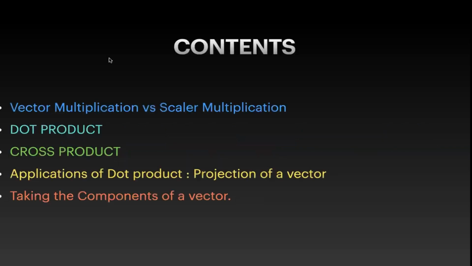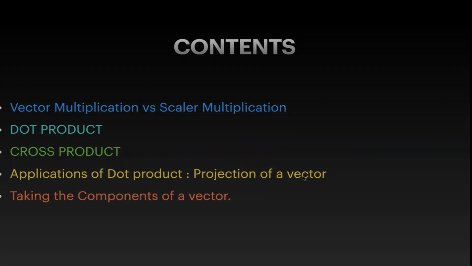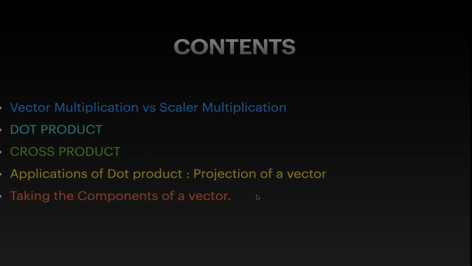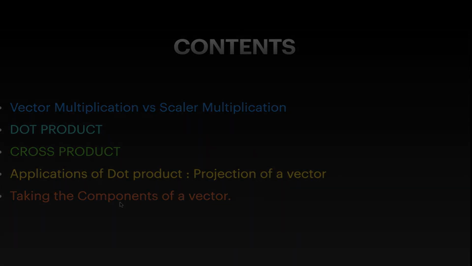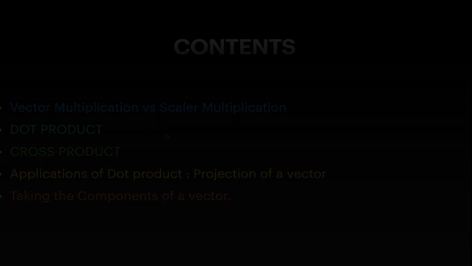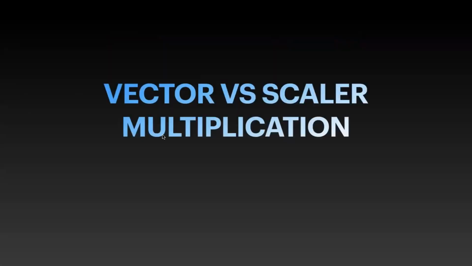So what are we going to learn? We are going to learn what is the difference between vector multiplication and scalar multiplication. You will learn what is something called the dot product. You'll also learn about something called the cross product. You'll also learn an application of dot product, which is projection of a vector. And at the last, we are going to learn the most important thing, which is how to take the components of the vector.